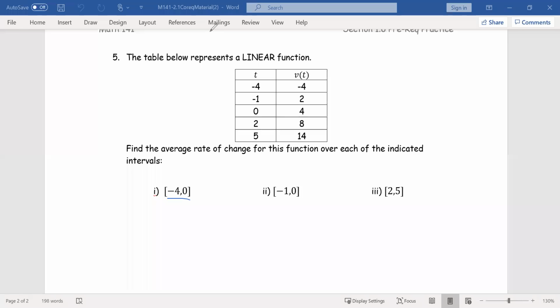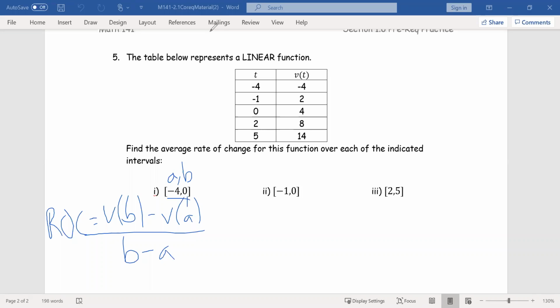And if you recall in our lesson about average rate of change, we can think of this as a, comma b. To find the rate of change over an interval, one way to do it is f of b minus f of a over b minus a. Here, because my function's called v of t, I'm going to do v of b minus v of a all over b minus a, which then we can plug in the information we have.